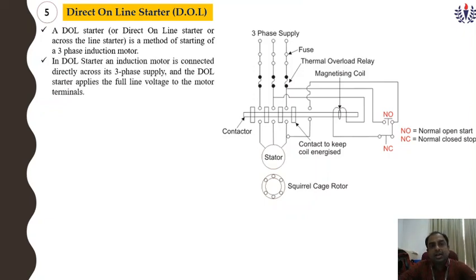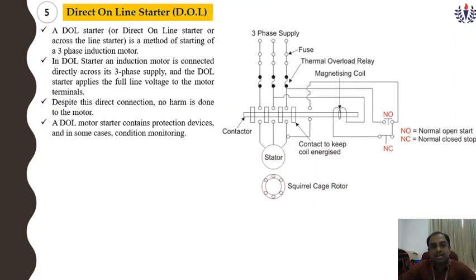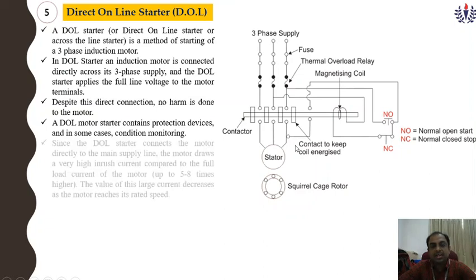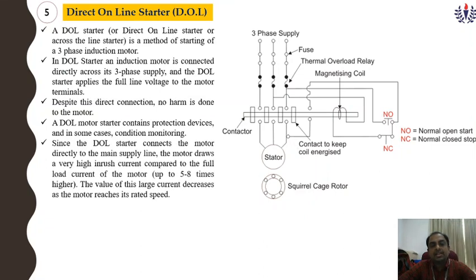A DOL starter, or across the line starter, is a method of starting a three-phase induction motor. In a DOL starter, the induction motor is connected directly to the three-phase line, and the starter applies the full line voltage to the motor terminal. Despite the direct connection, no harm is done to the motor. A DOL starter contains protective devices for condition monitoring. The motor draws very high inrush current compared to full load current, up to 5 to 8 times.